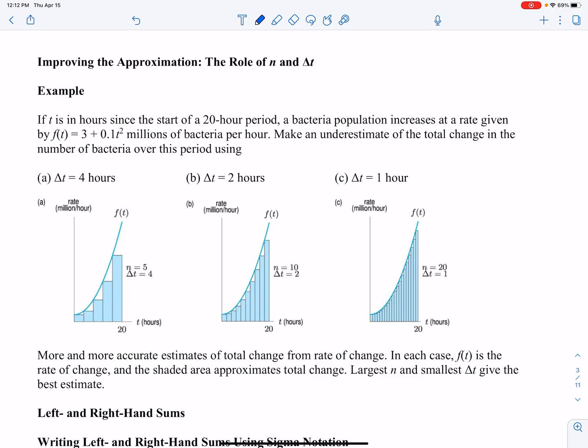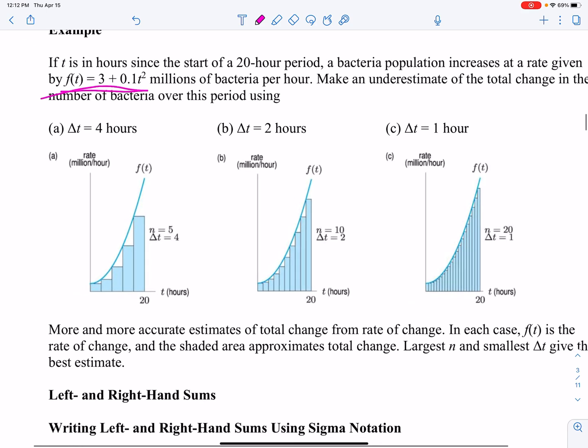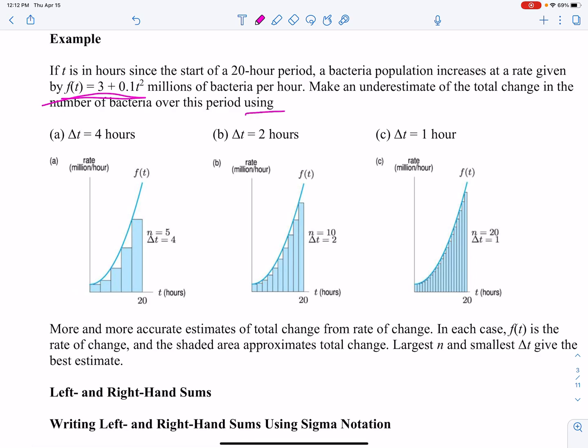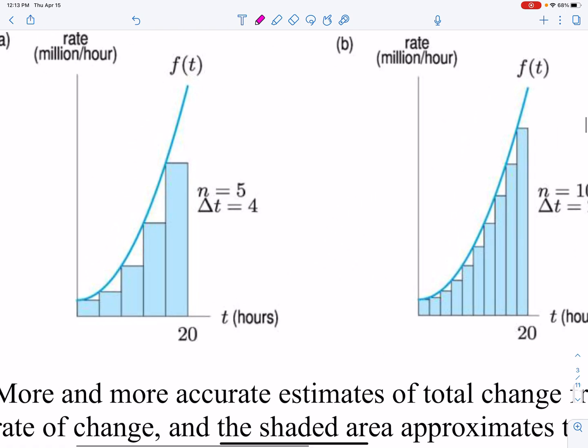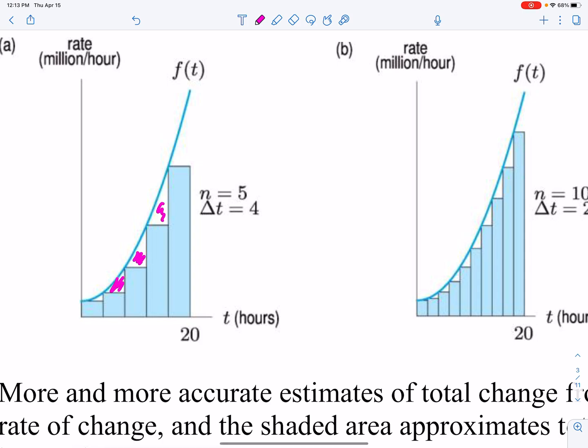So here's an example. If T is in hours, since the start of a 20-hour period, a bacteria population increases at a rate given by this function here: F of T equals 3 plus 0.1 T squared, millions of bacteria per hour. So make an underestimate of the total change in the number of bacteria over this period. We can do it in different ways, just like we did before. We could make the delta T, in other words the interval of time, 4 hours, and you would see we're definitely going to get a pretty significant underestimate.